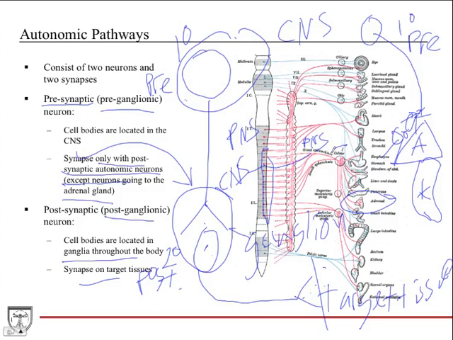So these are ganglion here: celiac ganglion, superior mesenteric ganglion, inferior mesenteric ganglion. These are ganglion where a lot of synapses will occur. It's not where all synapses occur, but these are three big examples of autonomic ganglion where synapses will occur. So you'll have your pre come in and your post come out.